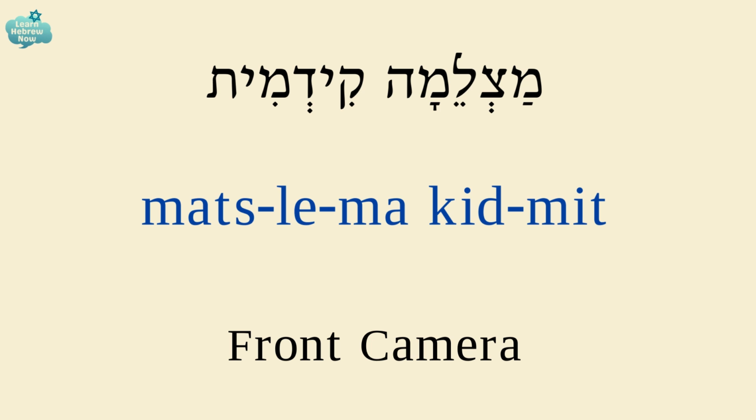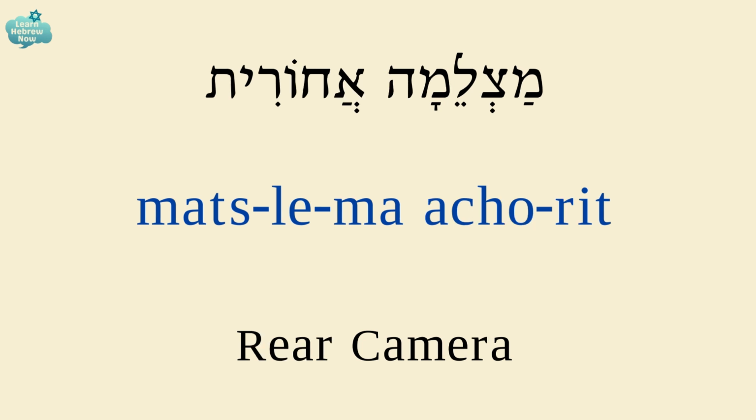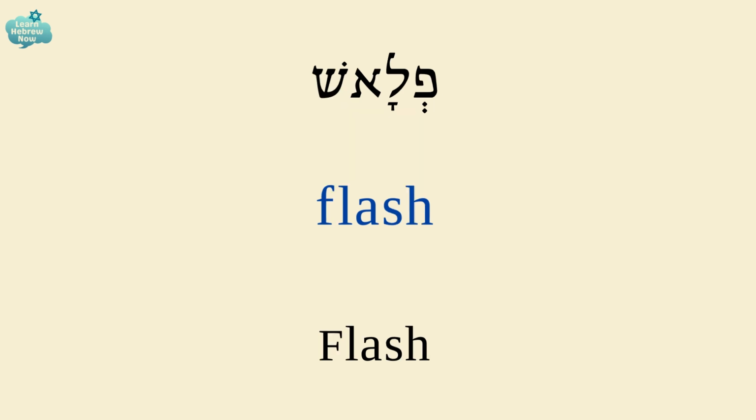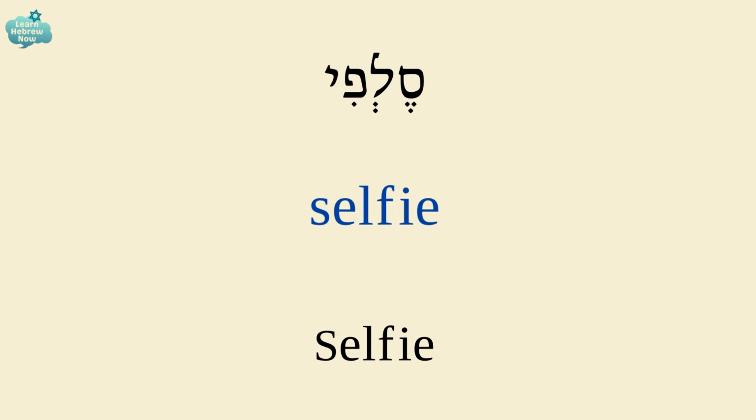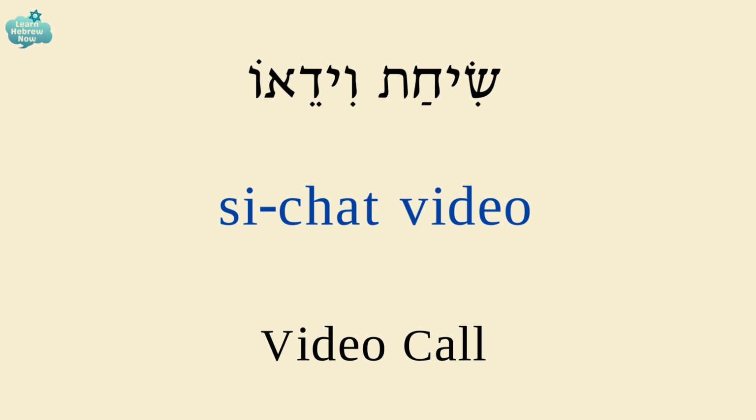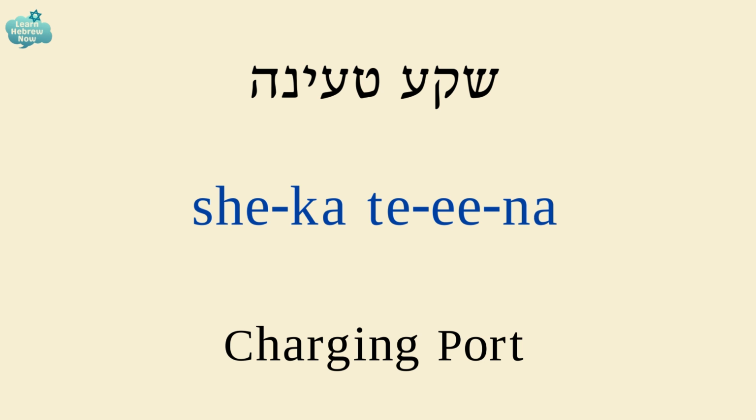מצלמה. A front camera is מצלמה קדמית. מצלמה קדמית. A rear camera is מצלמה אחורית. The word for flash is flash, just like in English. To say selfie, we just use the word selfie. A video call is שיחת וידאו. וידאו. A charging port is שקע טעינה.